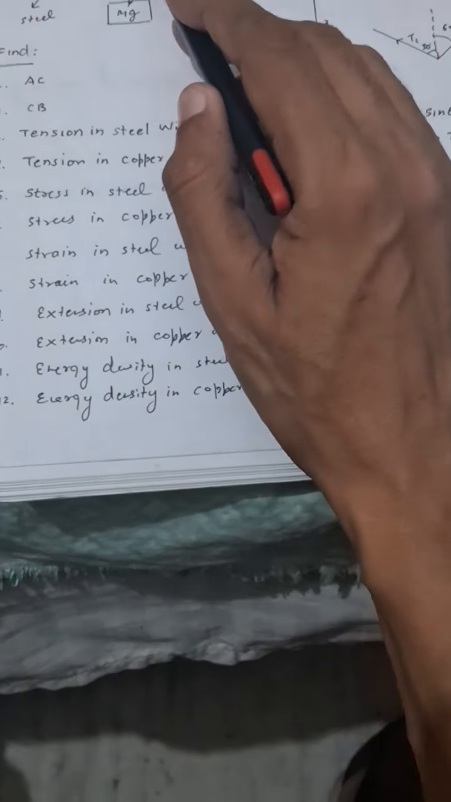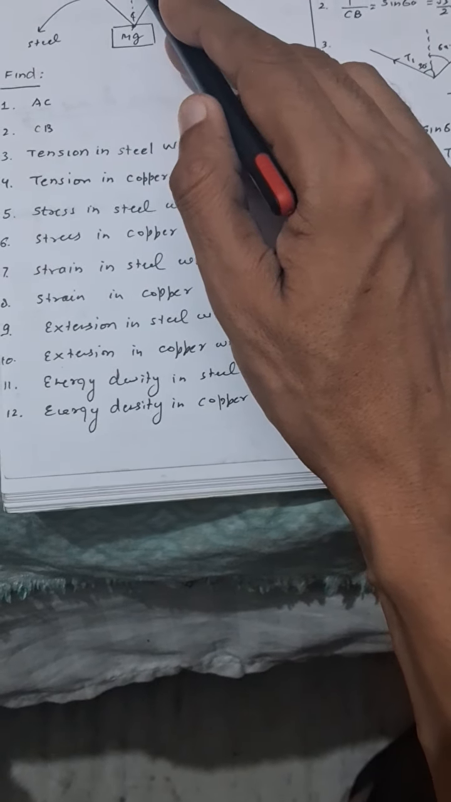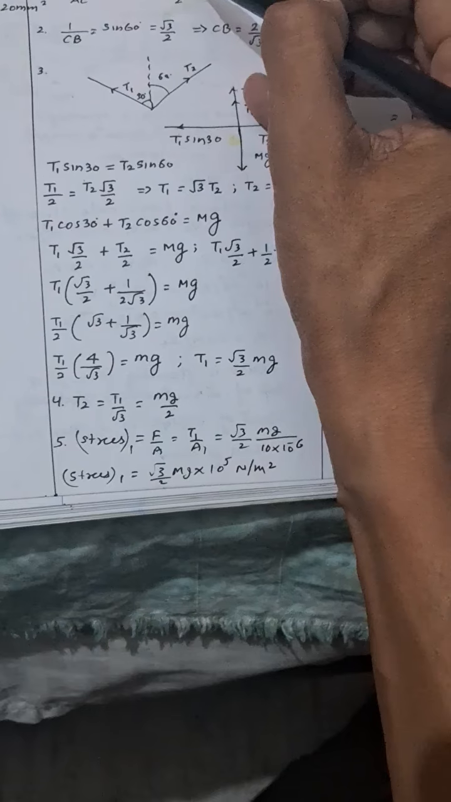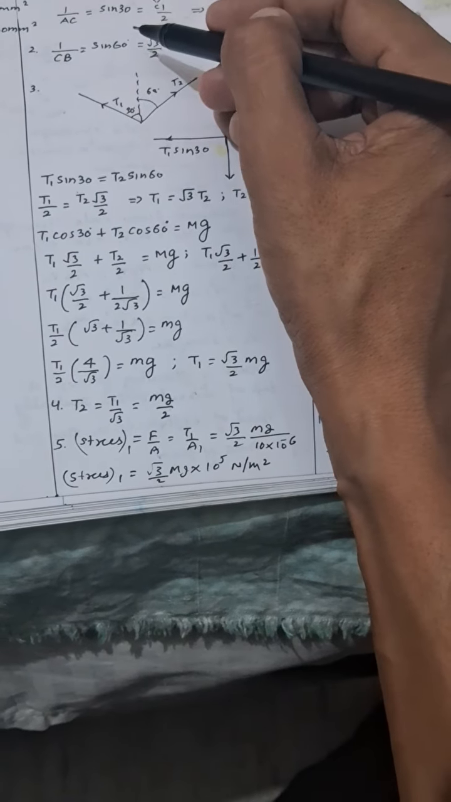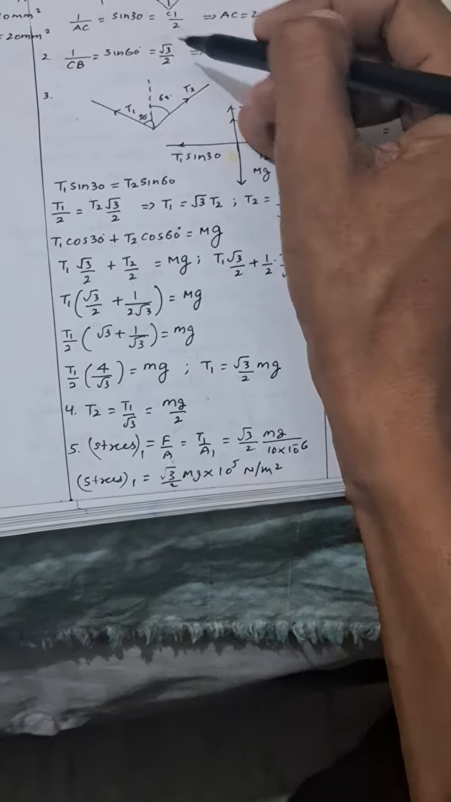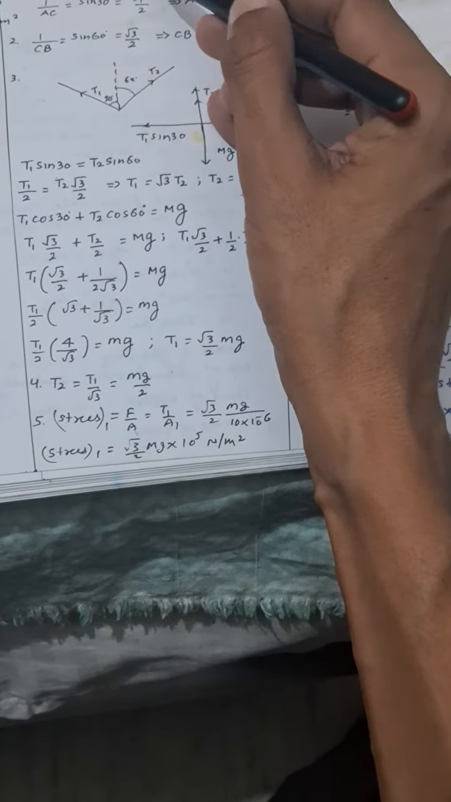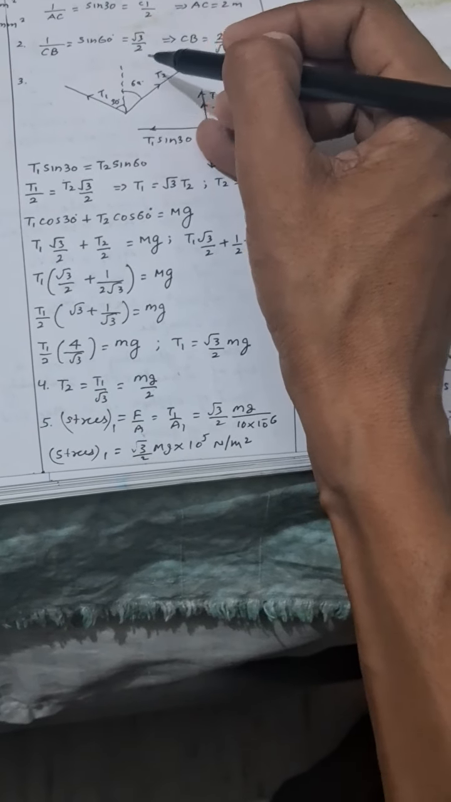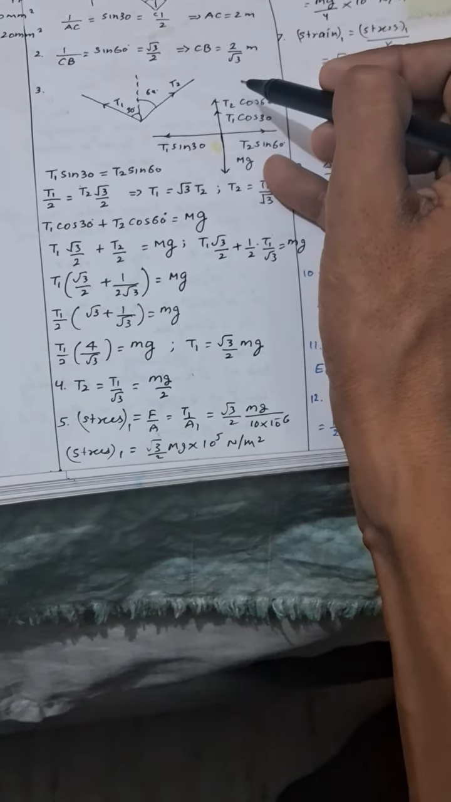The first thing is this one, and it is given that this is the midpoint of this particular triangle. So let's begin. In this diagram, 1 upon AC is equal to sine 30, which is 1 by 2. So AC is going to be 2 meter from here. In the second triangle we can say that 1 upon CB is equal to sine 60, which is root 3 by 2, which gives us CB as 2 by root 3.